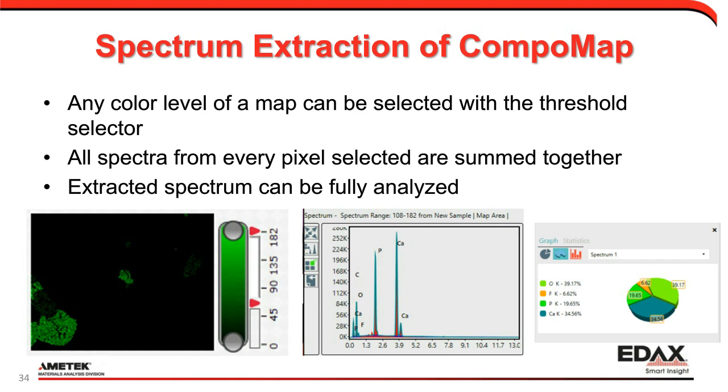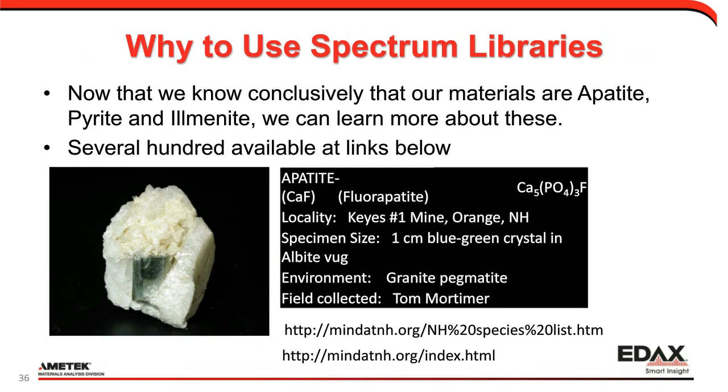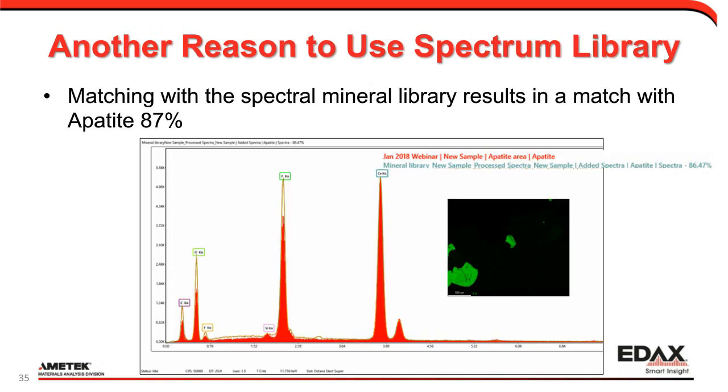So now, if you haven't guessed already, we use that spectrum, and we use our spectrum library, again, our mineral library, and we match it against it, and this comes up with the solution of apatite, which is a material containing calcium, phosphorus, and fluorine, and it gives the chemical formula and the material's geological or mineralogical name. So now we've solved our spectrum.